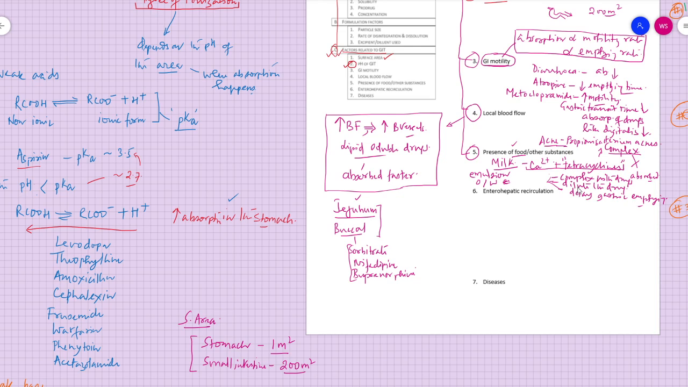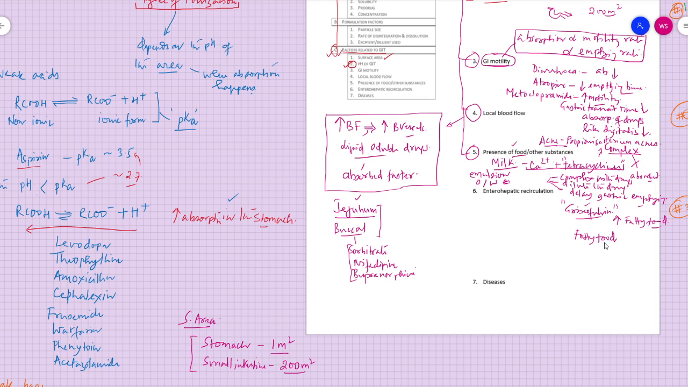But it has got a flip side too. Now there are drugs like griseofulvin, which is basically an antifungal drug, and the absorption of griseofulvin increases in the presence of fatty food. So if fat is present, contrary to what we talked about here, lipid-soluble drugs like griseofulvin show increased absorption in the presence of fatty food.